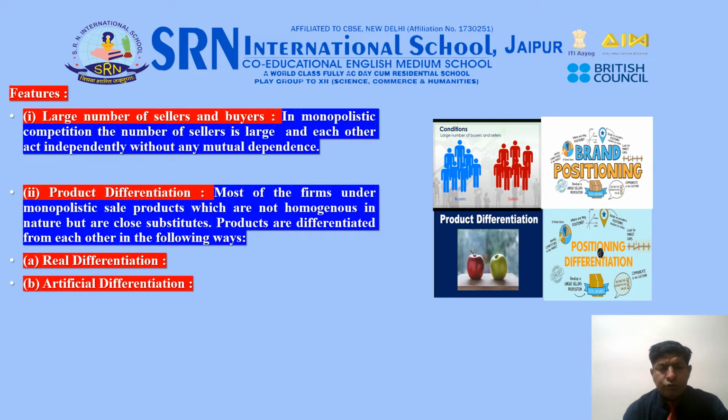Product differentiation. Most of the firms under monopolistic competition sell products which are not homogeneous in nature. They are close substitutes. Products are differentiated from each other in the following ways. Real differentiation: this type of product differentiation arises due to the difference in the quality of input used in making these products, difference in location of the firm, and the sales services. Artificial differentiation: it is made by the seller in the mind of the buyer through advertisement, attractive packaging, etc.